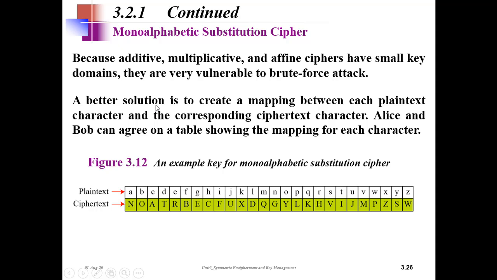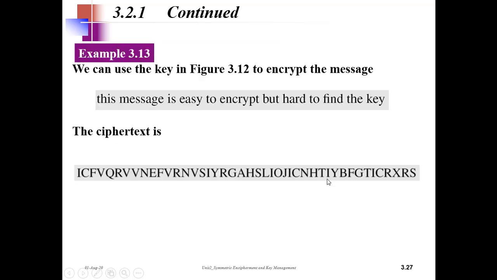A better solution is to create a mapping between each plain text character and the corresponding ciphertext character. Alice and Bob agree on a table showing the mapping for each. So A corresponds to N, B corresponds to O, C corresponds to A, similarly L to D. They take it randomly. Alice knows this and Bob also knows this, so they can encrypt and decrypt independently.